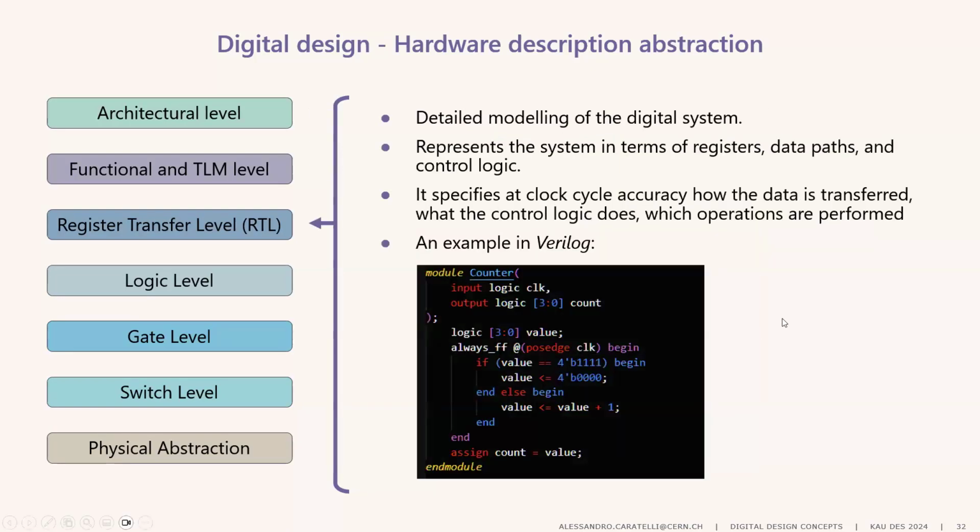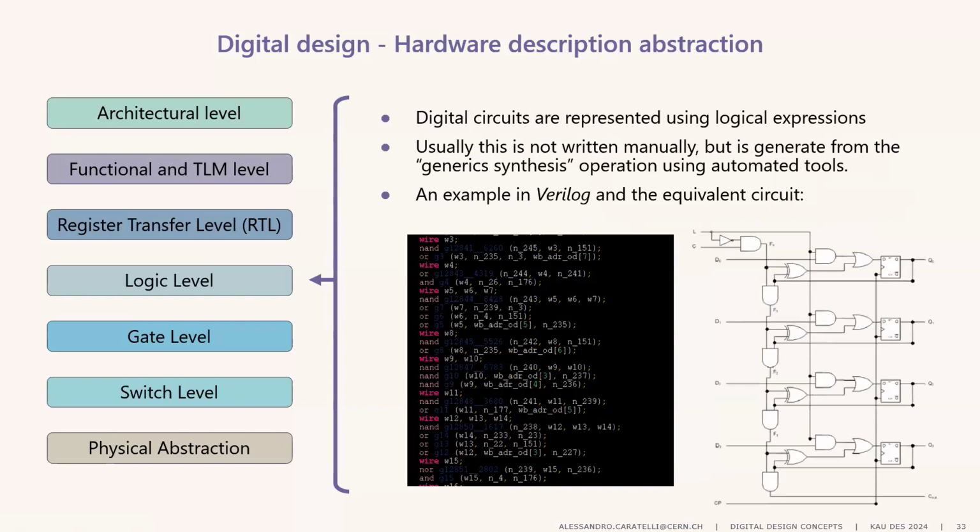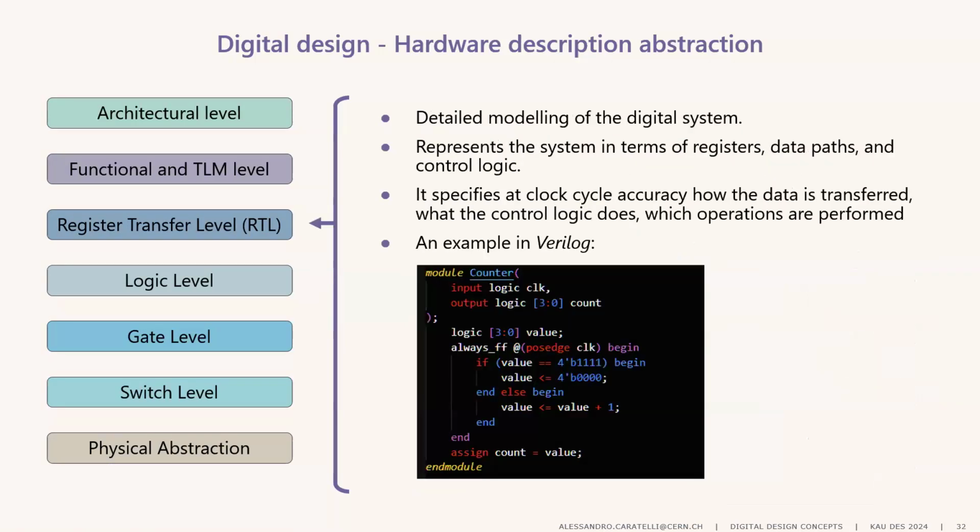A lower level of abstraction is what we call register transfer level. Here, basically, you're doing a detailed modeling of the digital system, and you represent the system in terms of registers, data path, and control logic. You specify with clock cycle accuracy how the data is transferred, what the logic does, and which operations are performed. And here you have an example of the same counter, but written in Verilog. Basically, this functional and register transfer level is mostly where the digital designer works, because what is below is not something that you generally write by hand, but is generated using a software tool that you instruct on what to do.